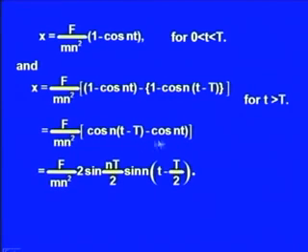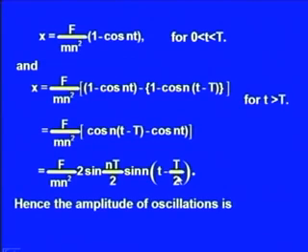Now, making use of the formula cos A − cos B = 2 sin((A + B)/2) sin((B − A)/2), we get this expression equal to F over m n² into 2 sin(nT/2) into sin(n(t − T/2)), and thus the amplitude of the oscillations of the mass m about the position of equilibrium will be equal to 2F by m n² into sin(nT/2).